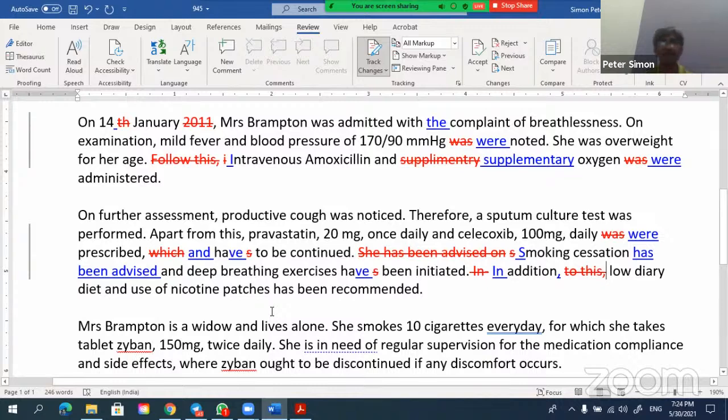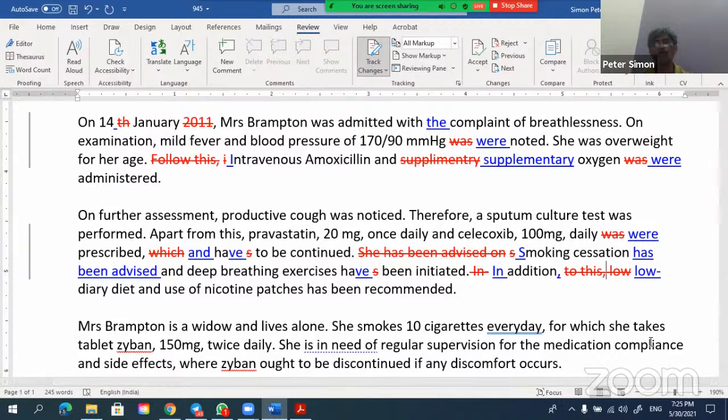Low dairy, where is the hyphen? That's what I was saying. It should be hyphenated. There should be a hyphen like this: low-dairy. So it cannot be like this. Low, hyphen, dairy, like that one. Hyphenated. The hyphen should be along with it. They are not separate words. Low-dairy diet.